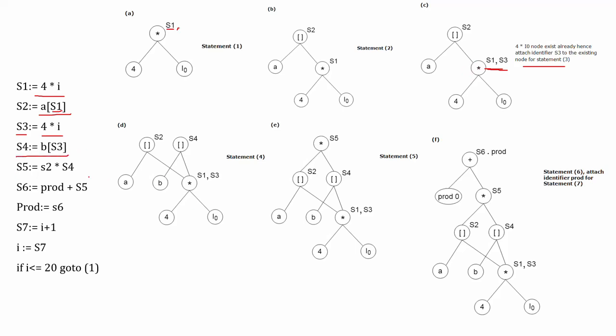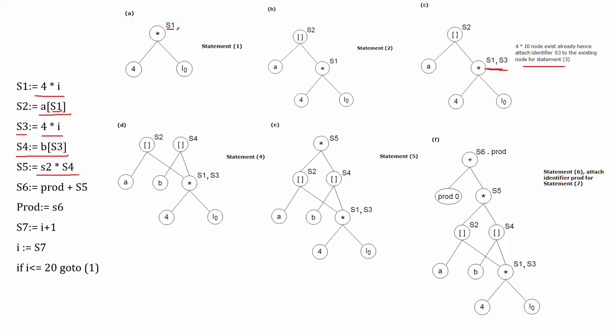Okay. So what will we do? Have we computed B before? No. So then add this array operator. Then onto your left child, you add B. Onto your right child, the same thing will be coming, 4 star I. Done. Next one. What is the next statement we have?